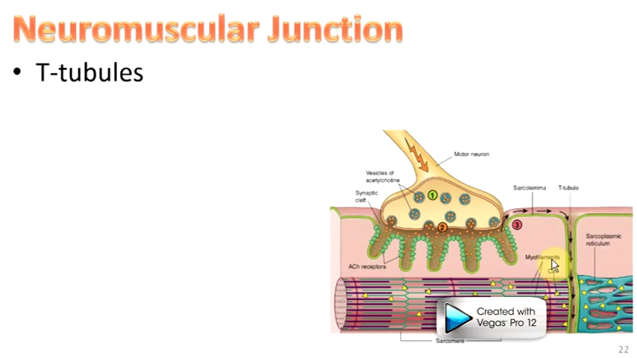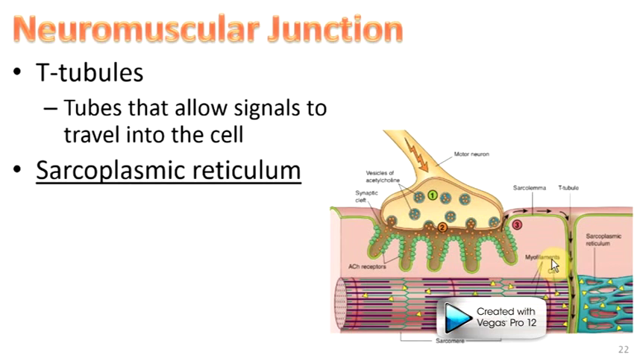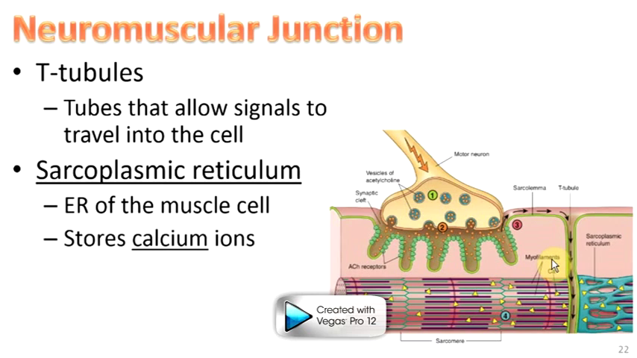So the T-tubules, as I said, were those tubules that bring the signal to the inside of the cell. We also have this thing that's semi-unique to a muscle fiber. It's called the sarcoplasmic reticulum. Now you know what the endoplasmic reticulum is. Well, this is the endoplasmic reticulum of the muscle cell. It doesn't serve the same purpose in a muscle cell as it does in our normal cells, I guess, if there was such a thing, but it's certainly not the generic cell that we talked about. What it does is it stores calcium ions.